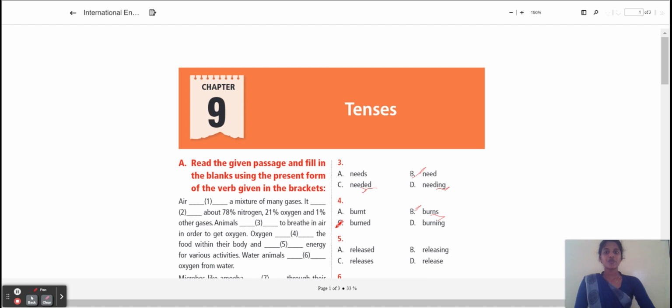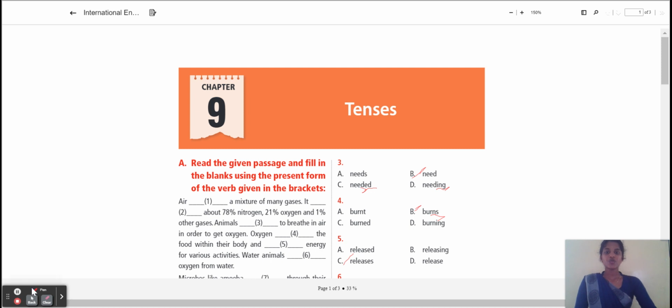So here the fifth question: animals put their body on dash energy. Here the options are released, releasing, releases, and release. Released and releasing are not the present tenses, but releases and release are the present tenses. So the question is: body dash energy, animal dash. So here the option is releases. Why? Because the animal is singular. So the answer is releases.